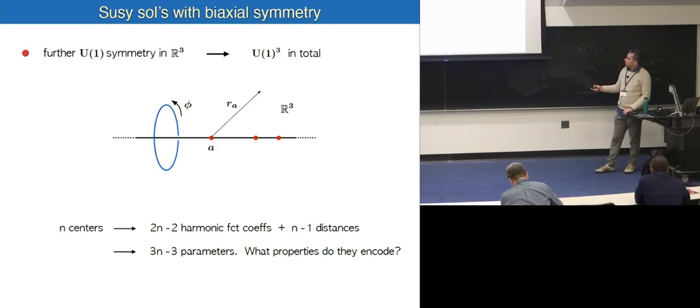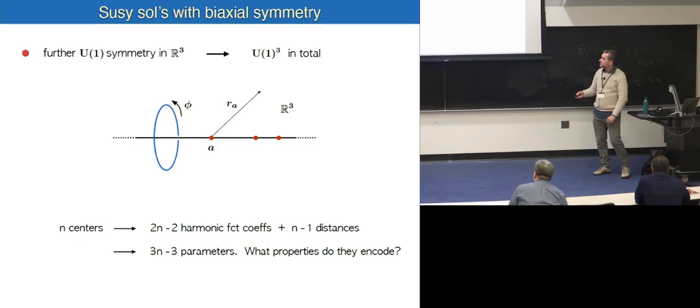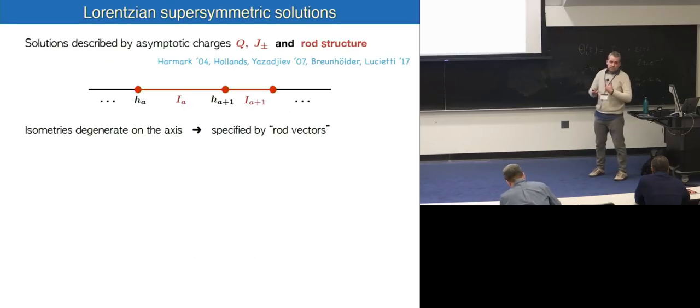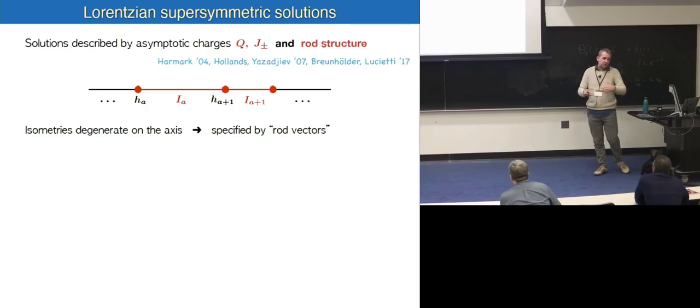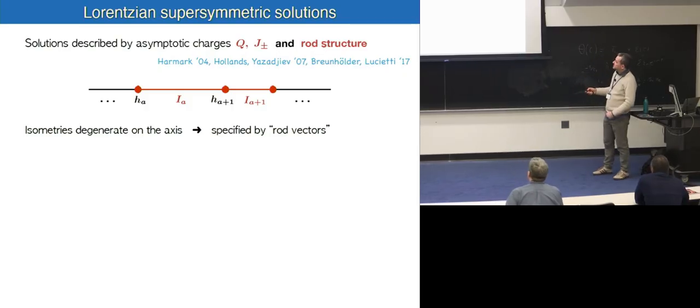So what are the properties encoded by all these parameters in general? Well, of course, this will encode the conserved charges. So we have Q, J plus, and J minus. There are three conserved charges. But of course, as we said, fixing these charges is not enough for fixing the solution. There is something more. And this something more is called a rod structure.